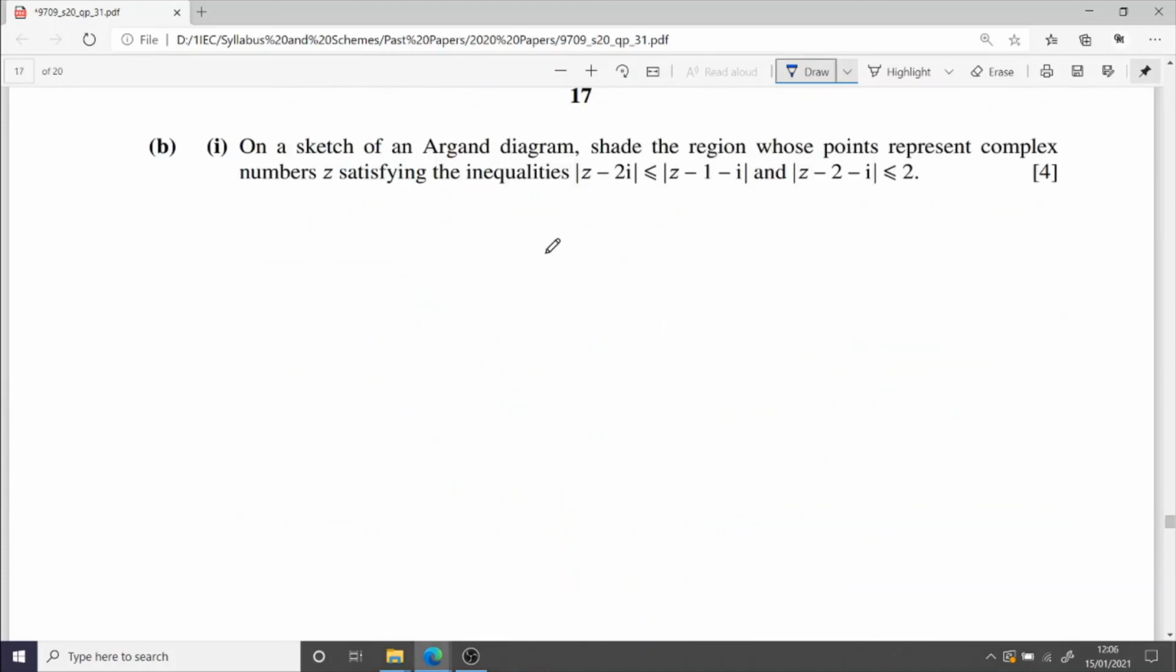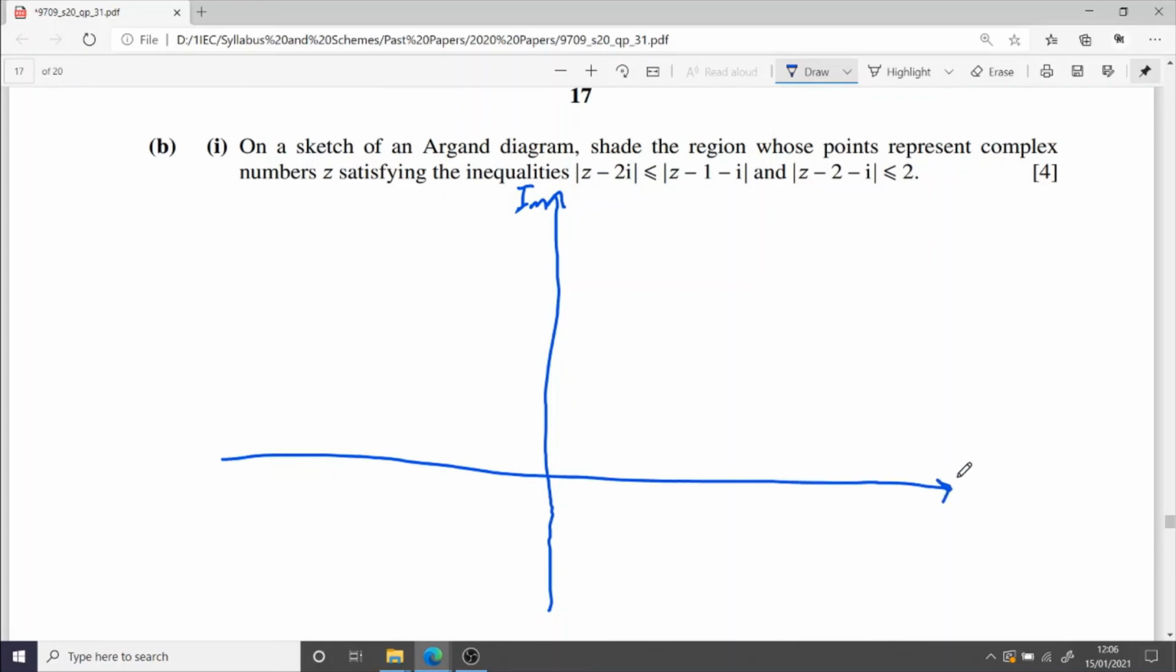Part B is asking us to shade regions on an Argand diagram. There are not too many different types of loci to learn. This one is a perpendicular bisector. This one is a circle. We'll start by just drawing our axes for our Argand diagram. So there's our imaginary axis. Here's our real axis.